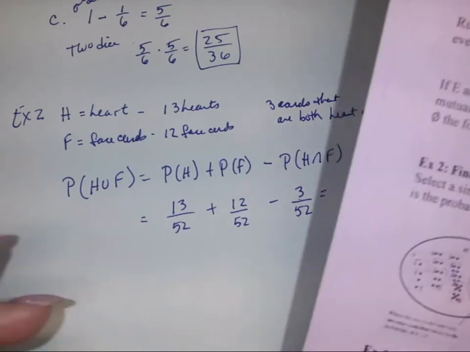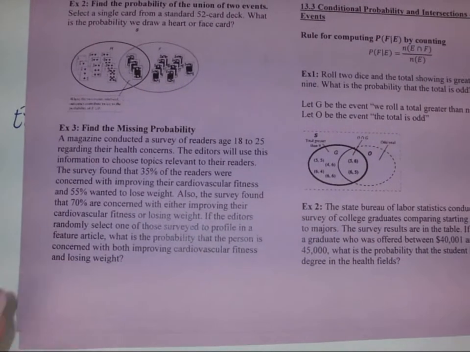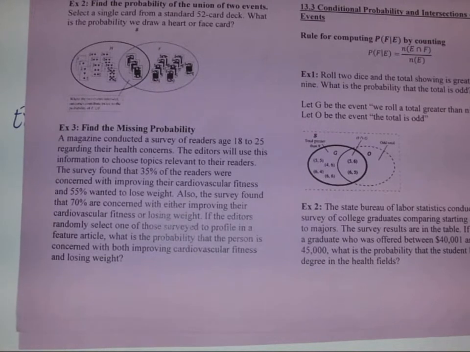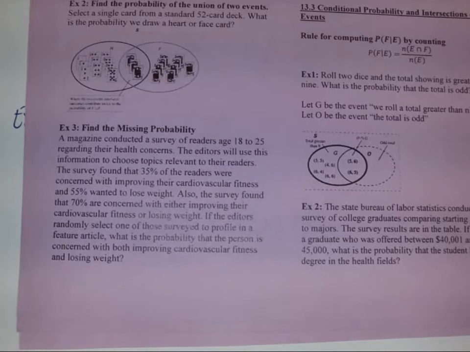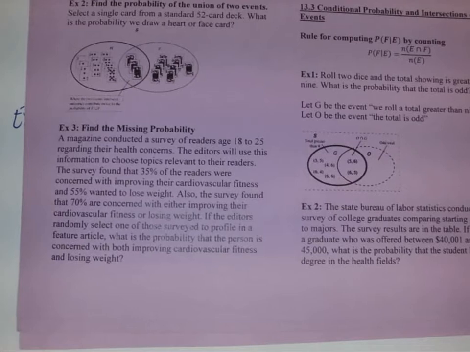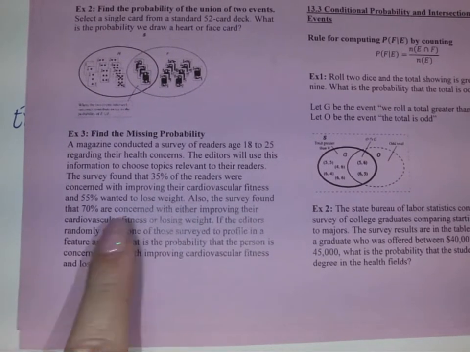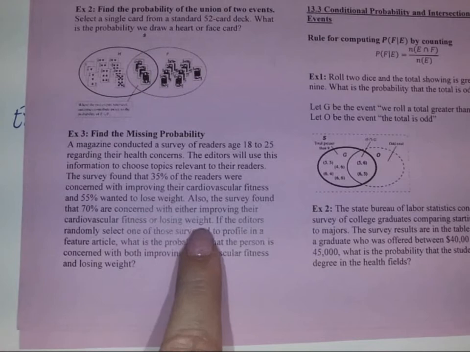All right, let's go to example 3. We want to find the missing probability. So a magazine conducted a survey of readers aged 18 to 25 regarding their health concerns. The editors will use this information to choose topics relevant to their readers. The survey found that 35% of the readers were concerned with improving their cardiovascular fitness, 55% wanted to lose weight. Also, the survey found that 70% were concerned with either improving their cardiovascular fitness or losing weight.